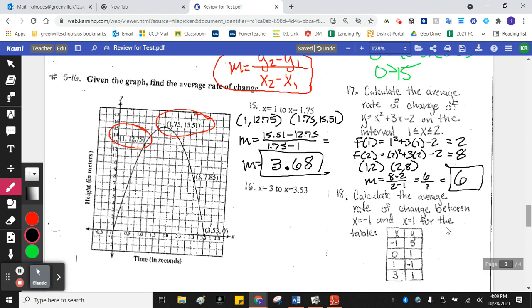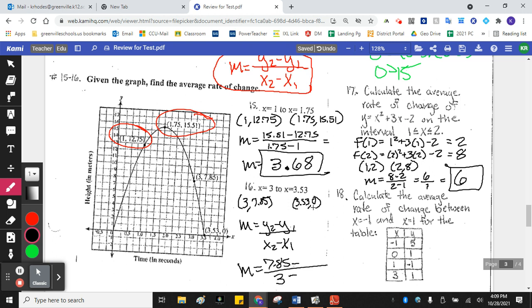Last part is slope. So we need our 2 points. This is from this graph. So 3, 7.85, and 3.53, 0. y2 minus y1 over x2 minus x1. And it doesn't matter which one's y1 and y2, as long as if this is y2, that's x2. So if y1 is 7.85, then x2 is 3. Minus, y is 0, then x is 3.53.